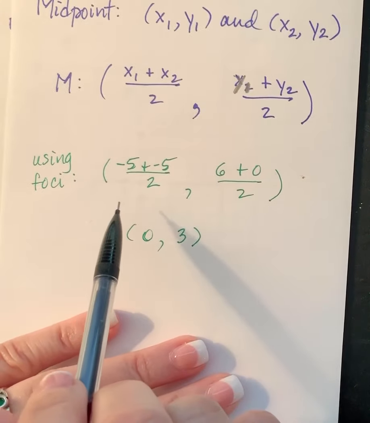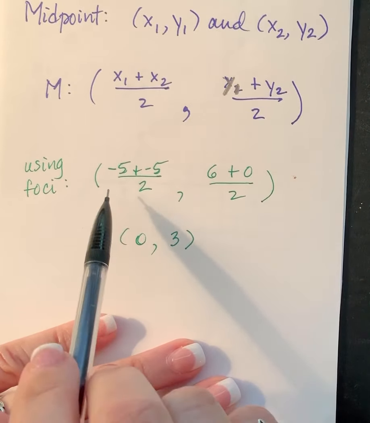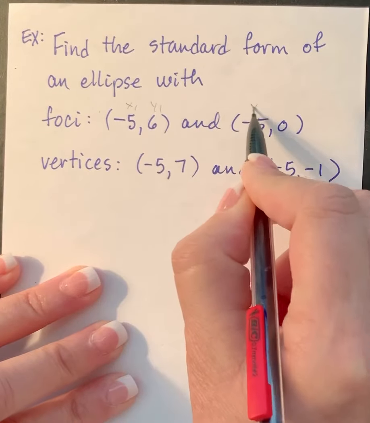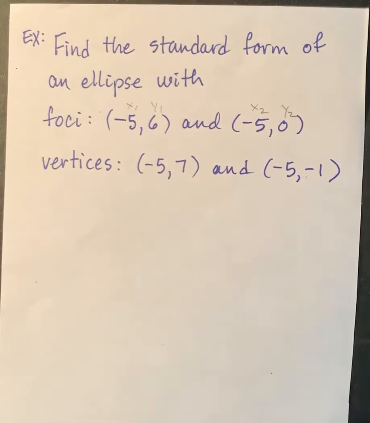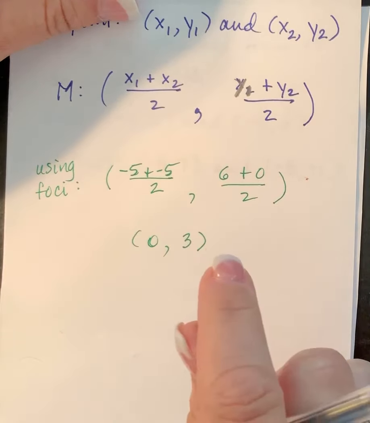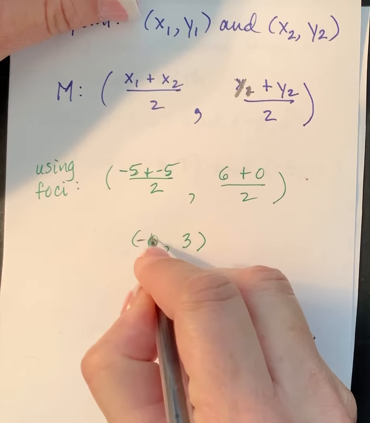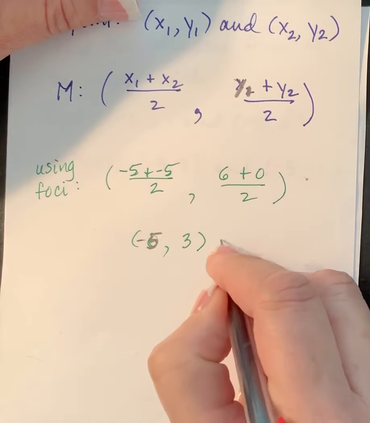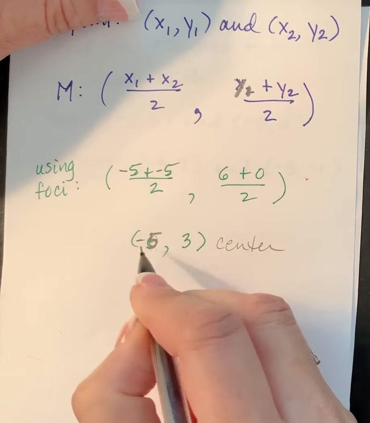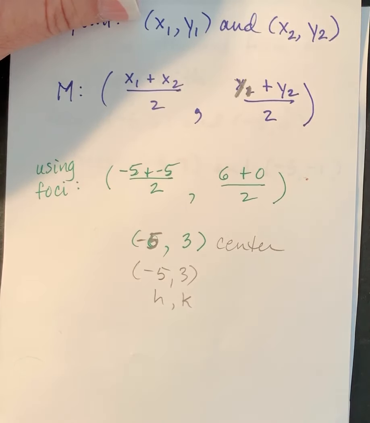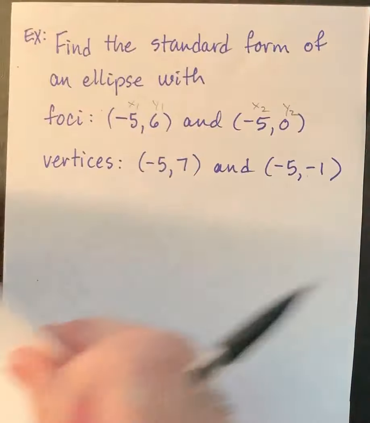So if you do that with the foci, this point can be your (x1, y1) and this one can be your (x2, y2), and use that formula. You would be doing -5 plus -5 divided by 2, which gives you -5. And you would do 6 plus 0 divided by 2, which gives you 3. And then you'd know the center that way. And this (-5, 3), that's going to be your h and your k.